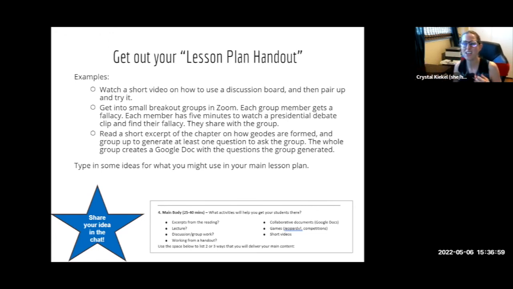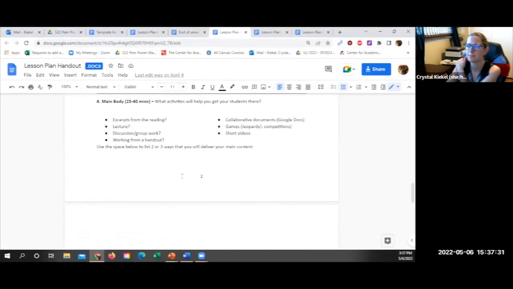Or maybe on that geode workshop that we're working on, maybe we're going to read a short excerpt from the chapter in the textbook, and then group up and generate a question about the textbook content that we read. Or maybe we're going to get a Google Doc together and list all of our questions together and make our own study guide. There's lots of fun and interesting and active things that you can do in a session like this. And again, this can be interspersed with 15-minute bursts of lecture, but you really don't want to have the whole thing be lecture-based without breaks.